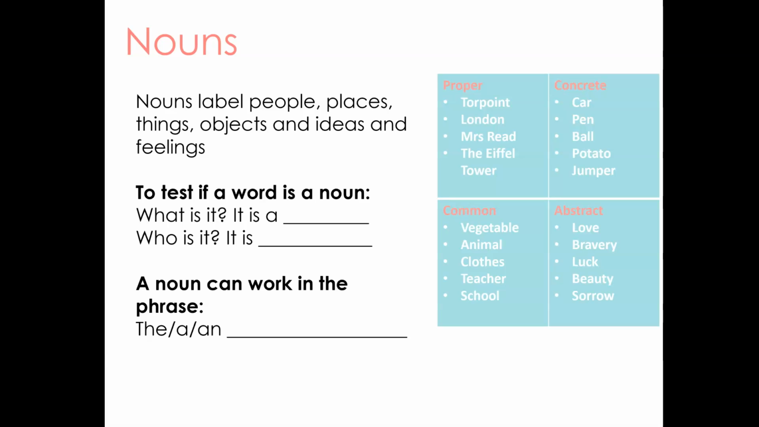There are other ways to categorise nouns too. So I'm just going to talk briefly about 4 different categories. The first is proper nouns. So proper nouns we can see name a place or a person. In fact, a proper noun will always use a capital letter. So Tor Point as a location and London as well will use capital letters at the start and be a proper noun, the name of a place.